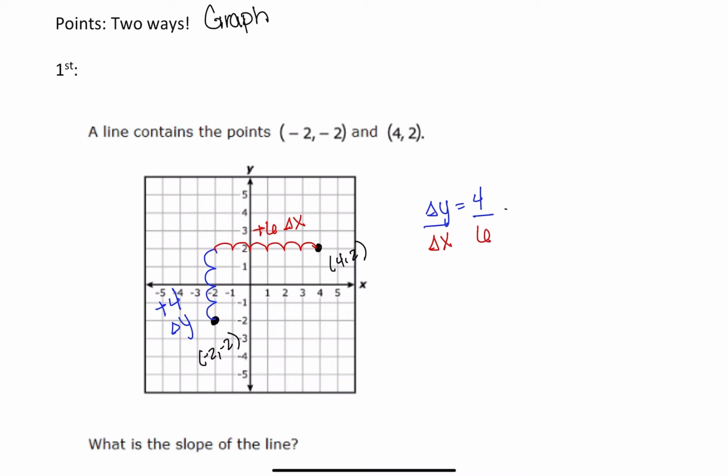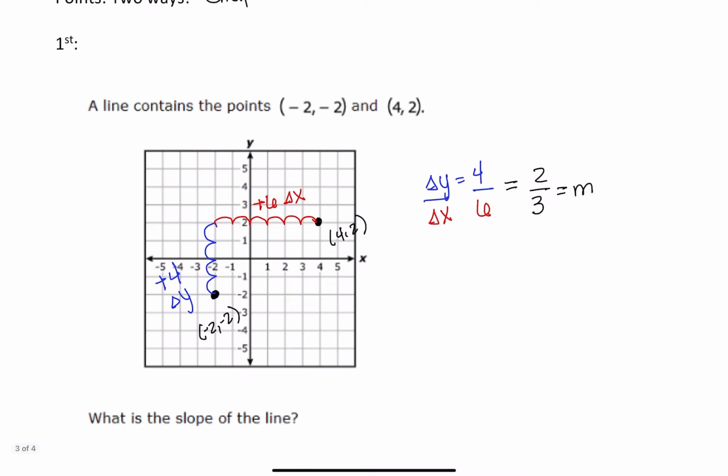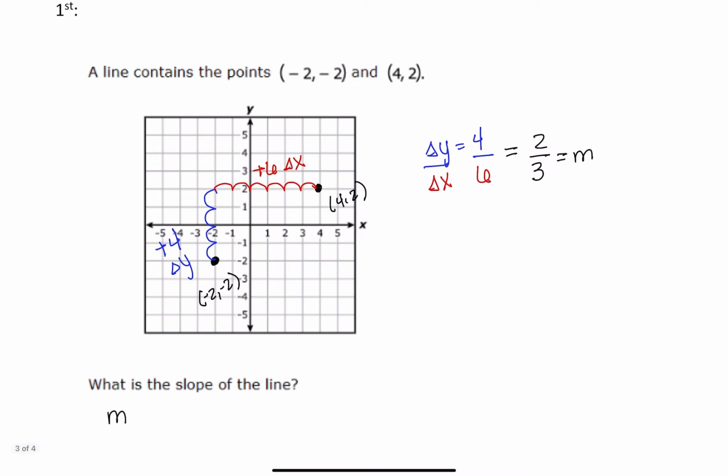Now, if you, again, do not tell me your answer is 4 over 6, because it's not. Okay, it has to be simplified. So your answer is going to be 2 over 3, and that is going to be your m. That is the first way you can do that. Totally fine. So your slope of the line would be m equals 2 over 3.